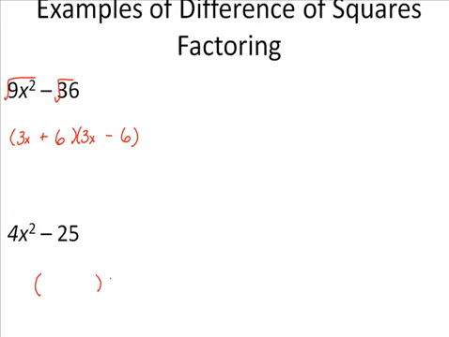One final example, 4x squared minus 25. The square root of 4x squared is 2x. It goes in the first spot of each factoring symbol. And the square root of 25 is 5. It goes in the last spot of each bracket. Give one a plus sign and one a minus sign, in any order. As long as one's positive, one's negative, it doesn't matter which one comes first. And you're done factoring.